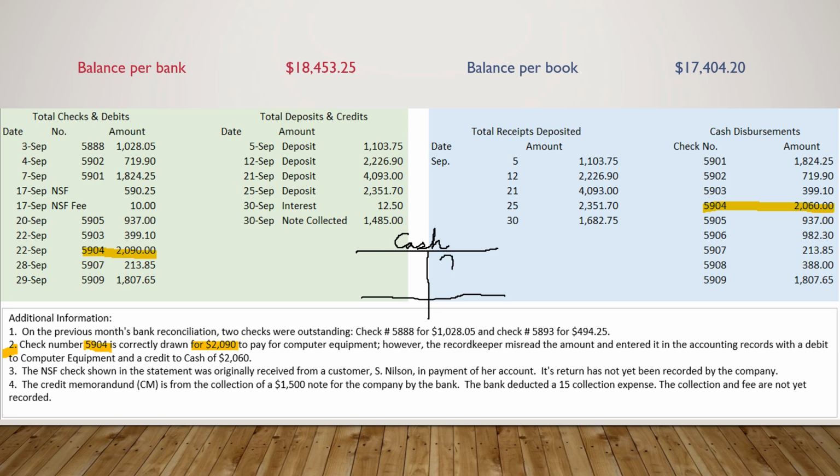We reported $2,060 being credited out of cash, but the actual amount credited out of cash was $2,090. We can make our records align with the correct amount by reducing our cash balance further by $30. Since this error was made by the company, it'll be a correction on the book side of the reconciliation.